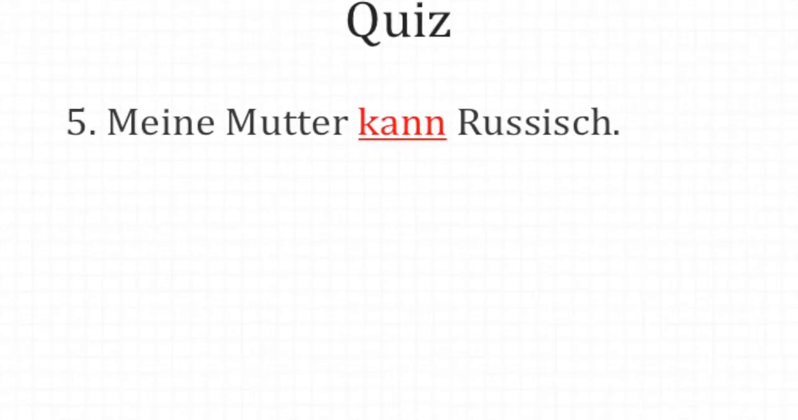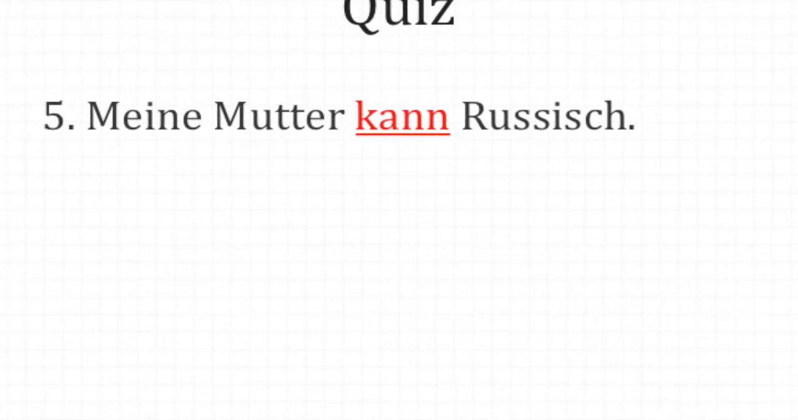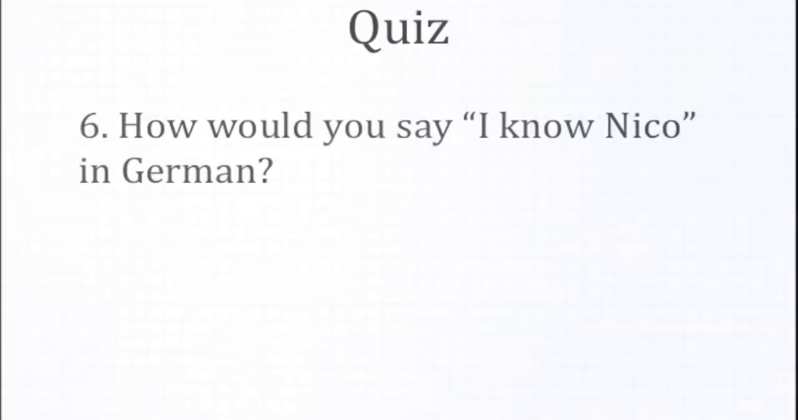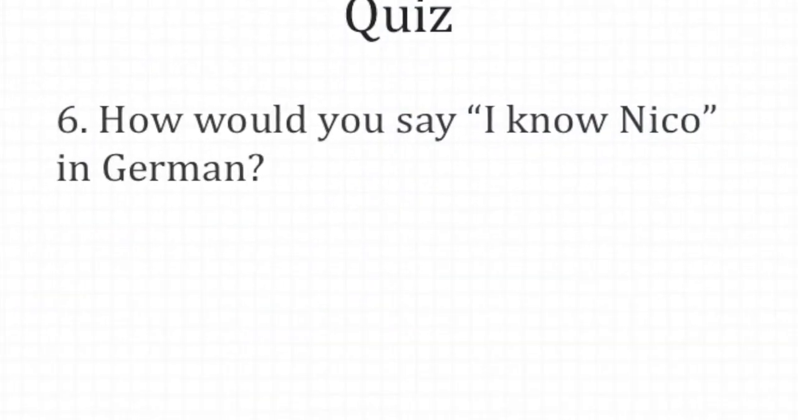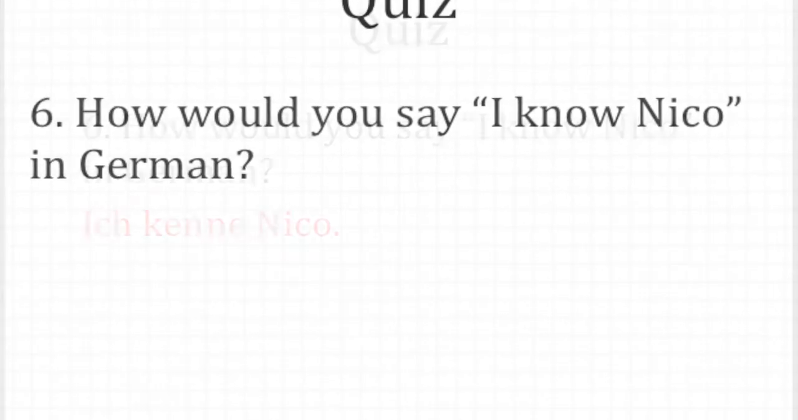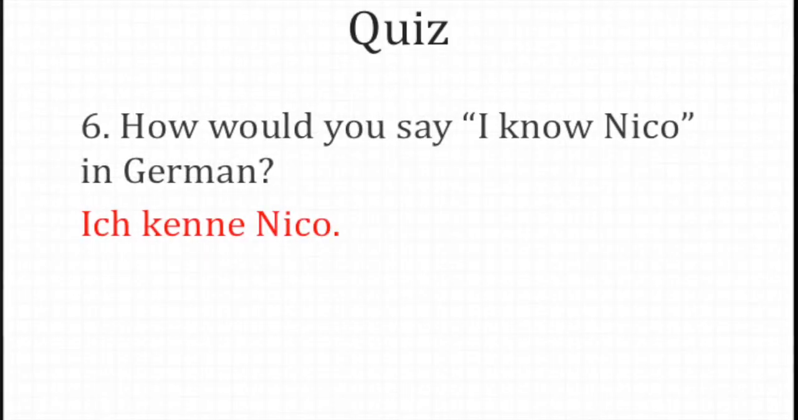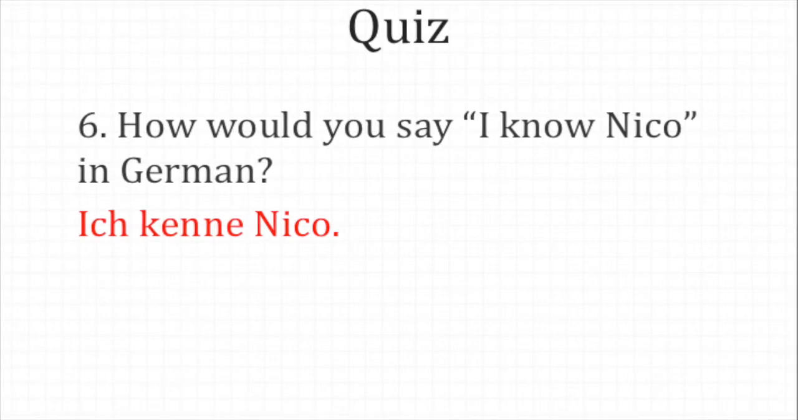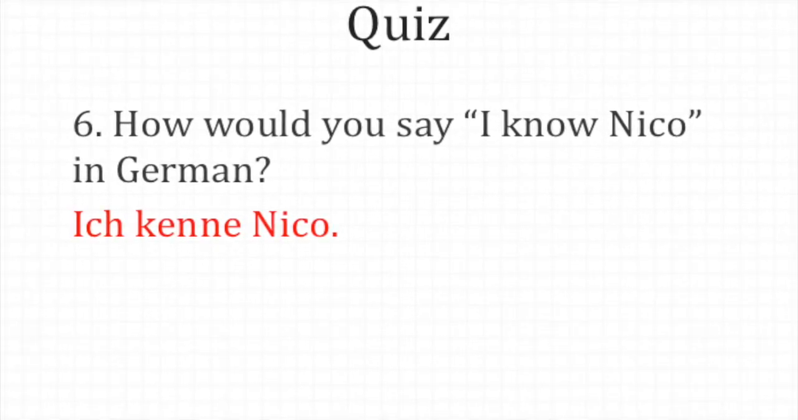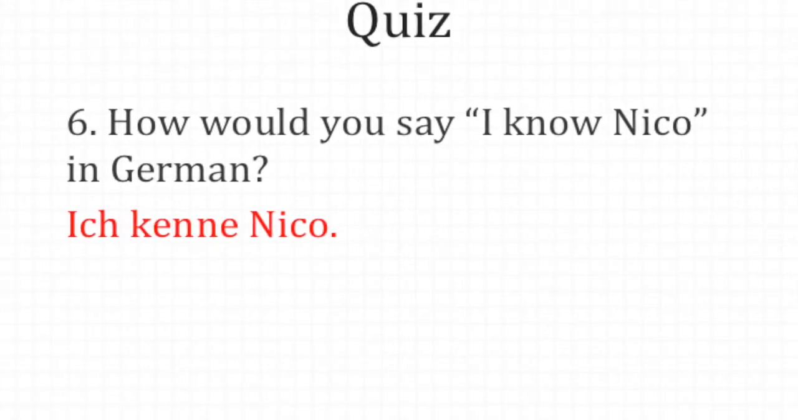Here you use a form of the verb können to indicate knowing a language. How would you say the phrase, I know Nico in German? Hopefully, you translated it to Ich kenne Nico, as Wissen is never used to refer to a person.